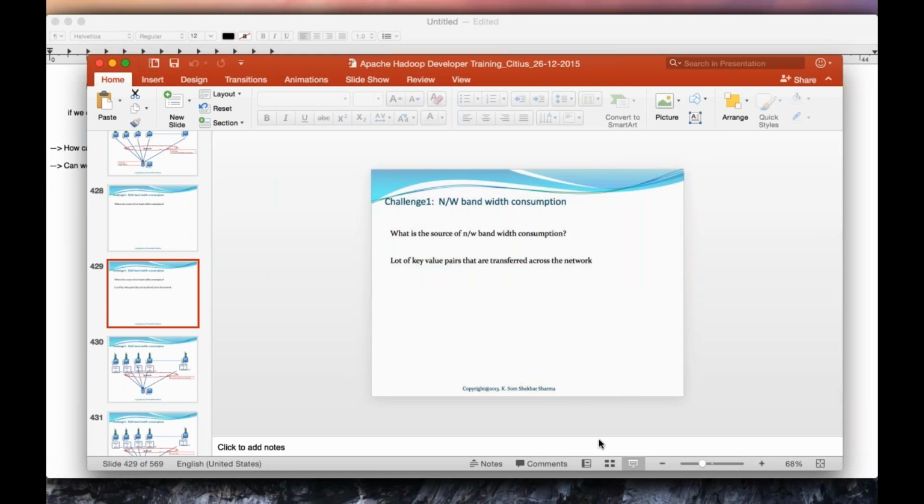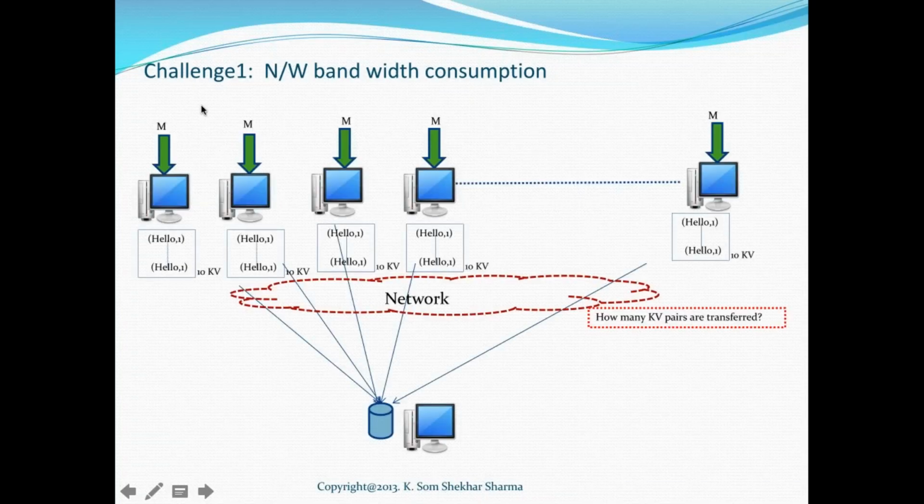So let us see this. You have 100 machines here, or you can say 100 blocks of data residing in 100 different machines. Each block is taken by a map task, so you have 100 map tasks running.